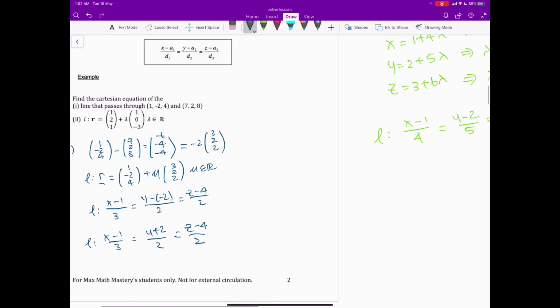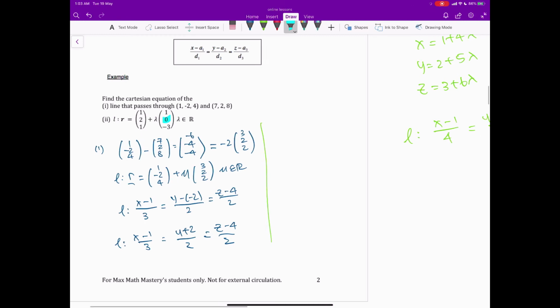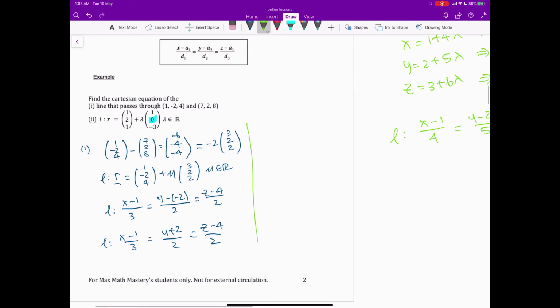Next, we're going to touch on the second example. The second example gives me a line equation: L, r equals (1, 2, 1) plus lambda (1, 0, minus 3). Take note, because of the 0 over here, I can't make (y minus 2) over 0, because I can't divide anything by 0. So how I do this question is I can quickly go back to my manual method. So I'm going to let r be equal to (x, y, z).